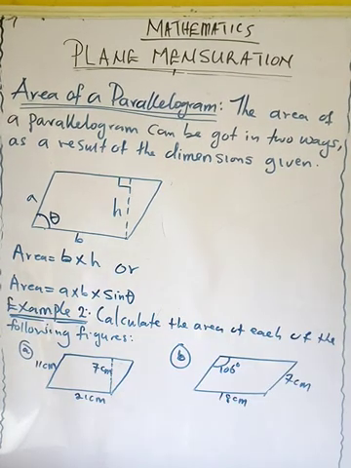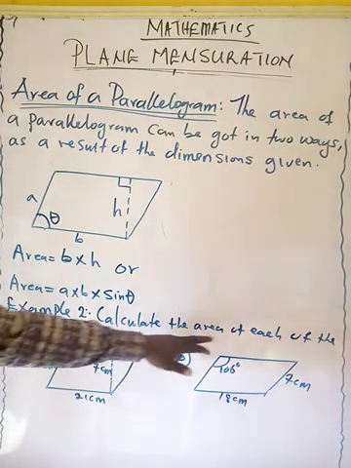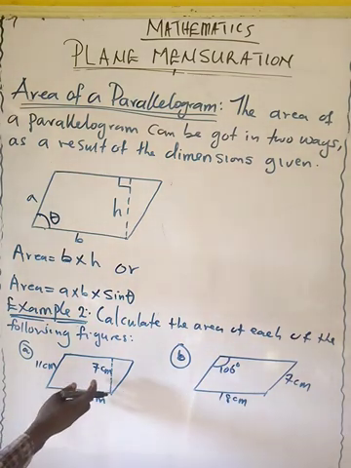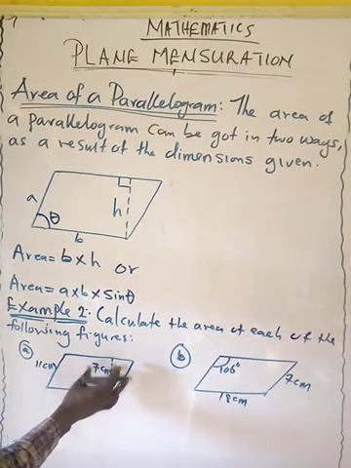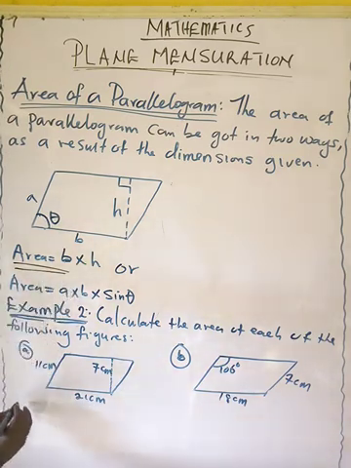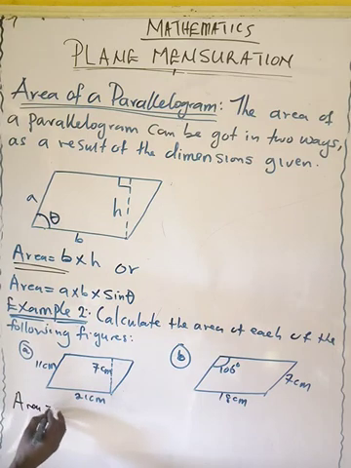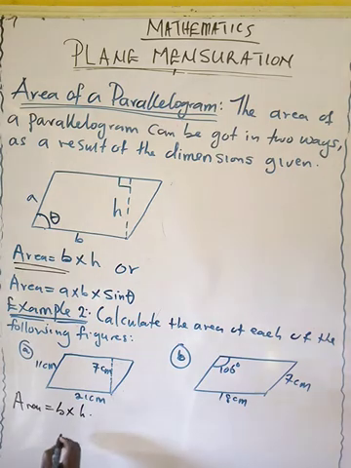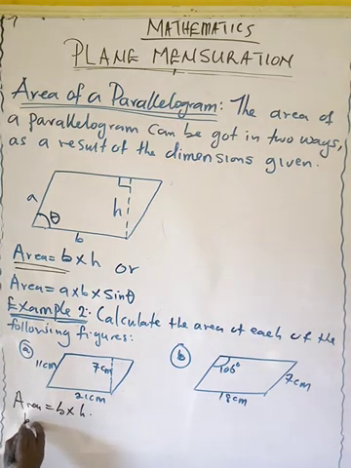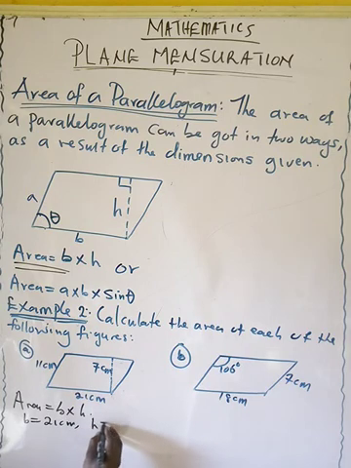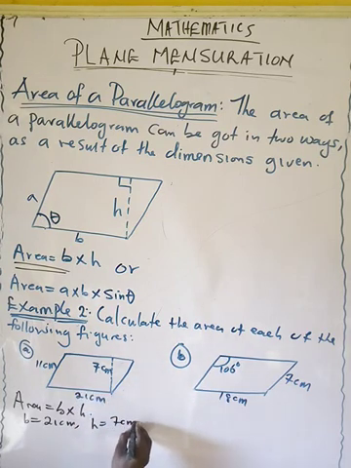Now look at these two examples. Calculate the area of each of the following figures. Now look at this. Here we are given height and base. So we are going to use this method. Area equals base times height. Our base is 21 centimeter. Then our height equals 7 centimeter.